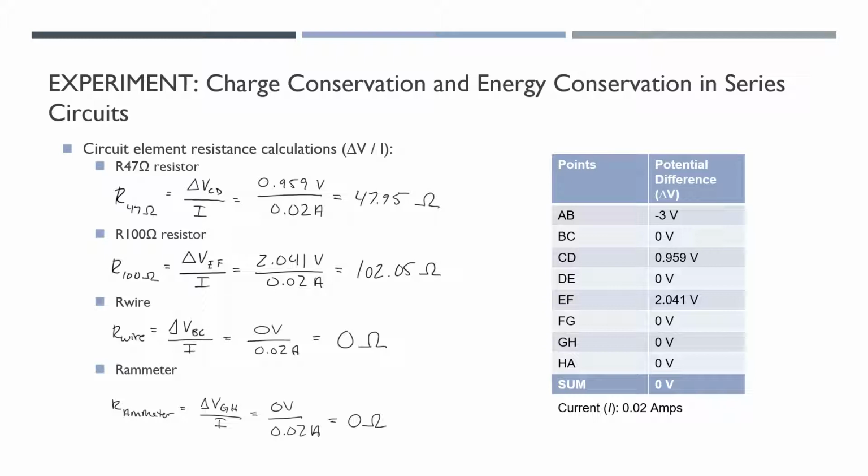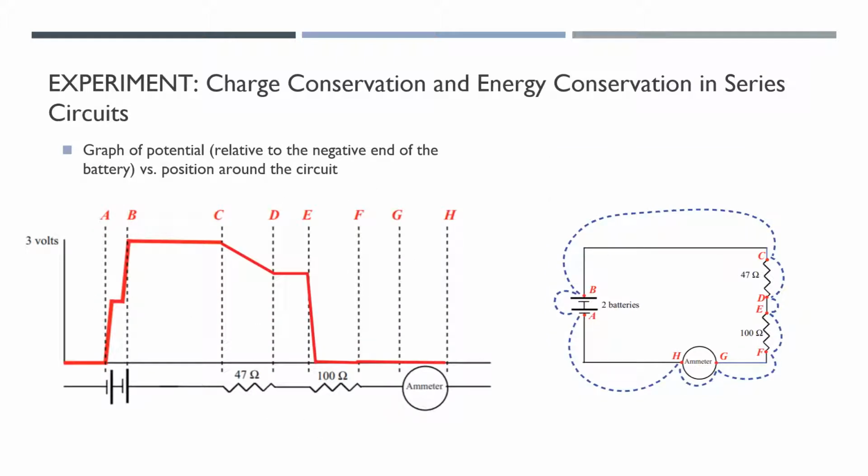Next, we used our simulated measurements to calculate the resistance in different circuit elements. We used the current of the entire circuit read by the ammeter, 0.02 amps. In order to calculate resistance, we used the calculation difference in potential over current. All of the calculations came out extremely close to the expected values, as you can see here. This is a graph of potential relative to the negative end of the battery versus position around the circuit using the measurements collected with the voltmeter in the simulation. As you can see, potential varies greatly as you travel around the circuit.